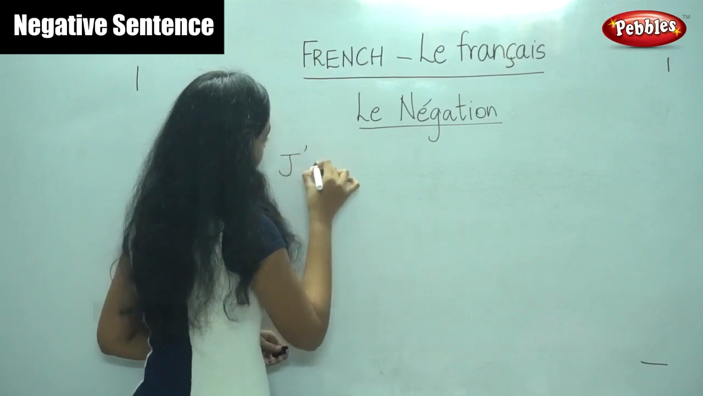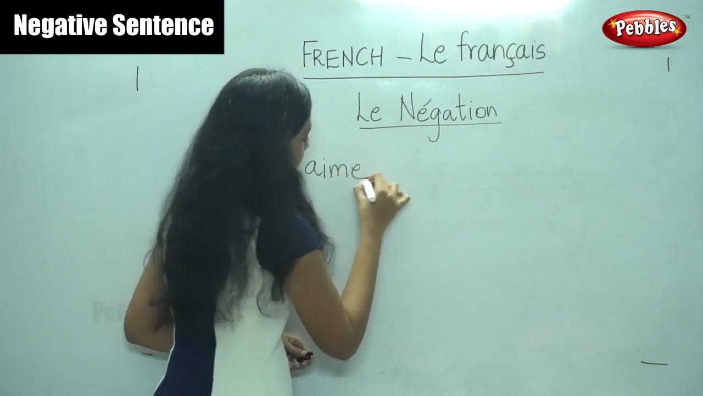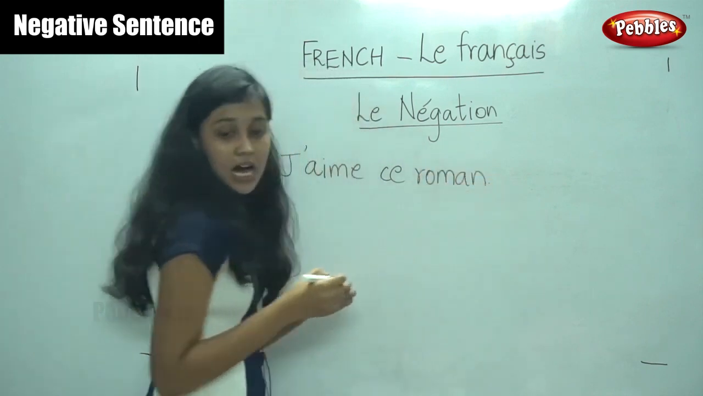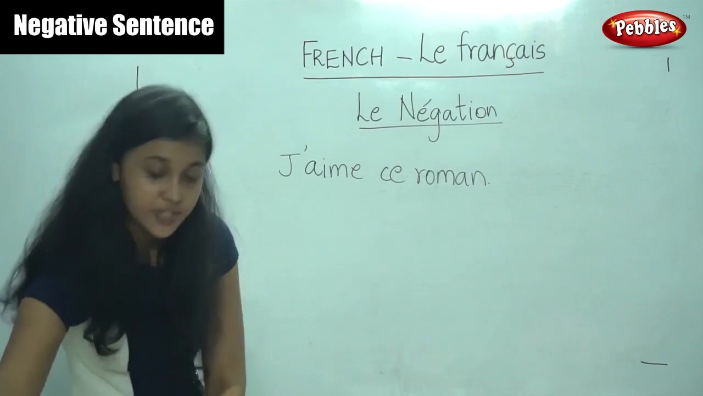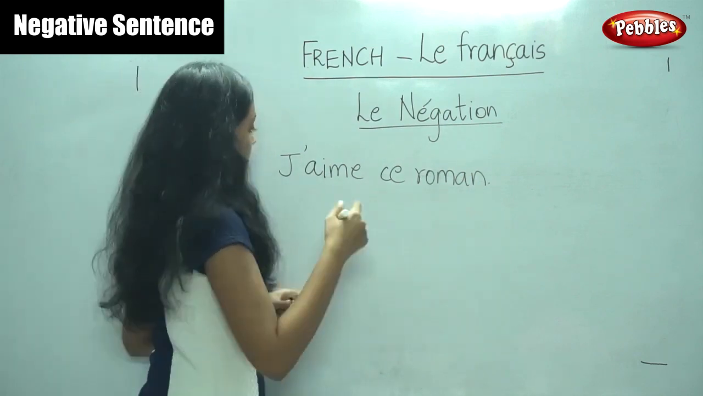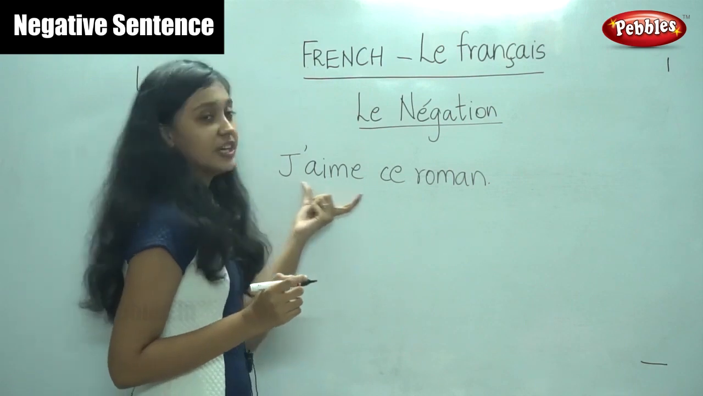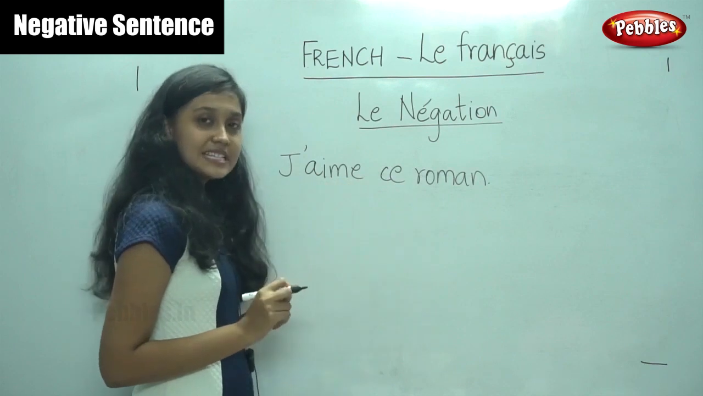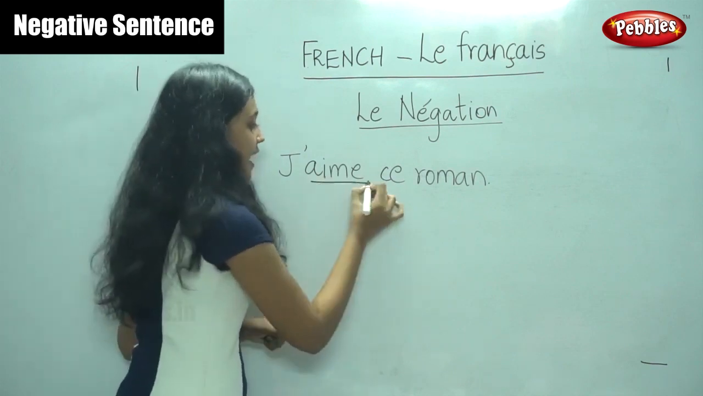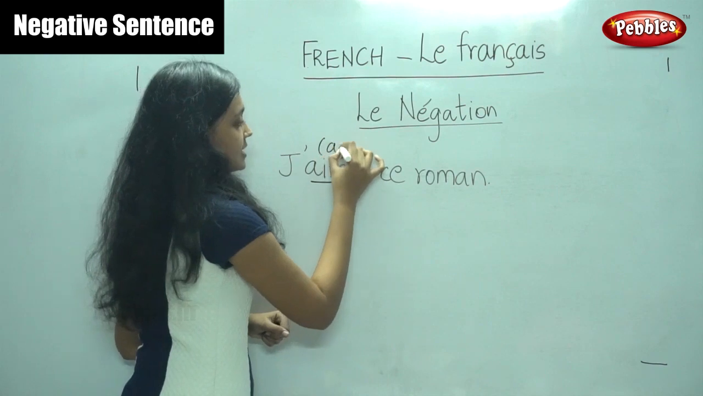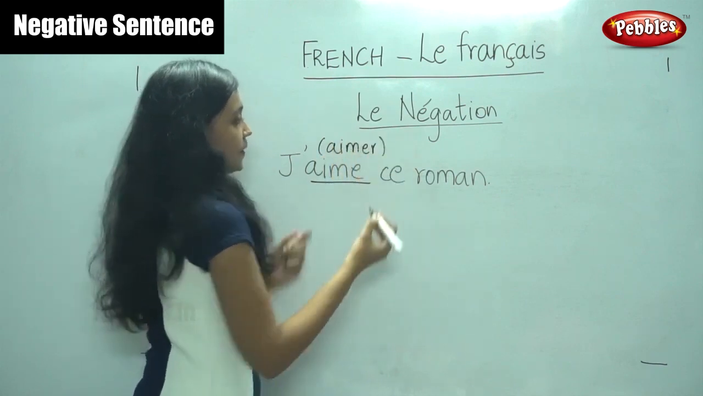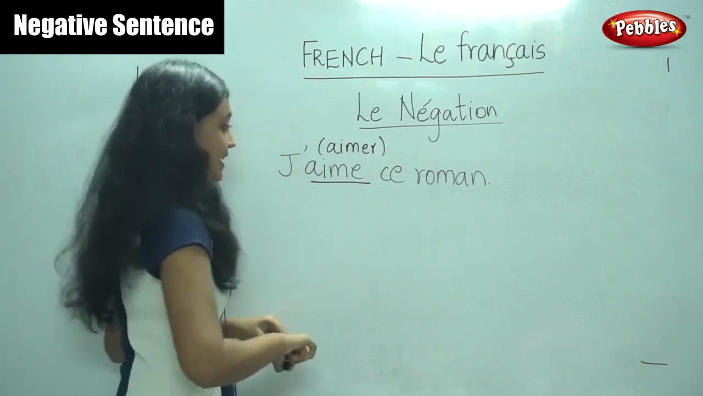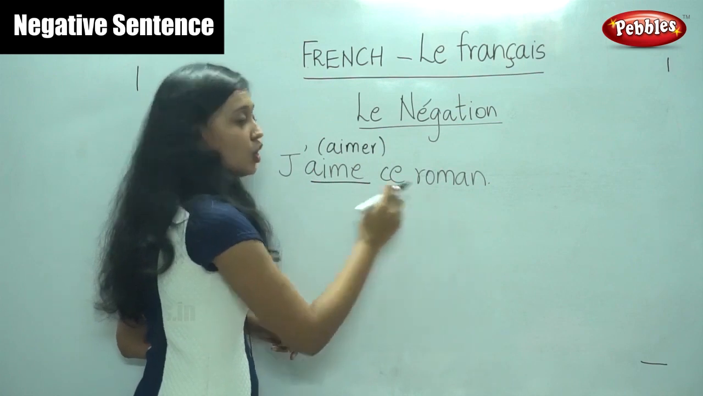For example, j'aime ce roman. It means I like this novel. J'aime ce roman. So, first we have to read the sentence, identify the verb. Which is the verb in this sentence? Yes, it is aime. The verb is aimer. Do you remember the word aimer? It means to like. Yes, so I like this novel.